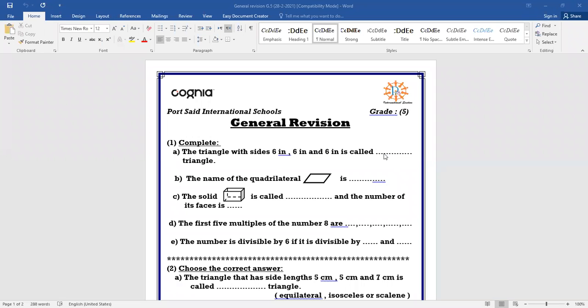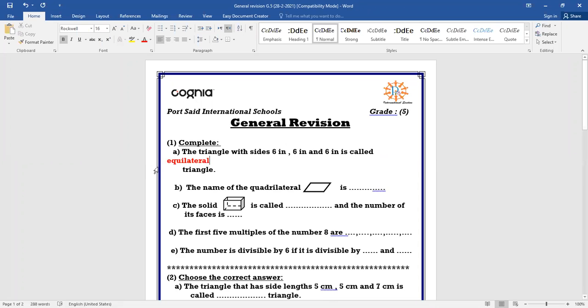Yes, ya Amr, what is the name? What's the kind of the triangle if it has 3 sides, 6 inches, 6 inches, and 6 inches? It is quadrilateral. Sorry? Equilateral, no, equilateral. All its sides are equal here, so it will be an equilateral triangle. Okay.